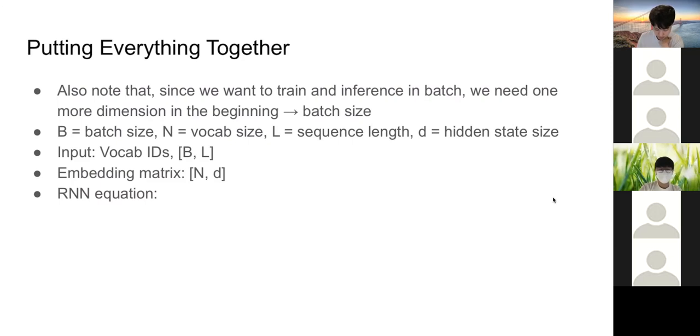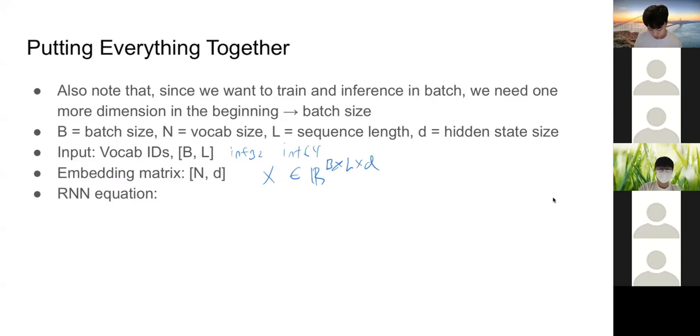And of course, because these are vocab IDs, we usually use int32 or int64 for the data types. Then you use this to index or get the embedding items from the embedding matrix. Here, the embedding matrix has shape n, d. If you retrieve those embeddings, then what will your input be? I'll call it x. This will be of size batch size times length times d.